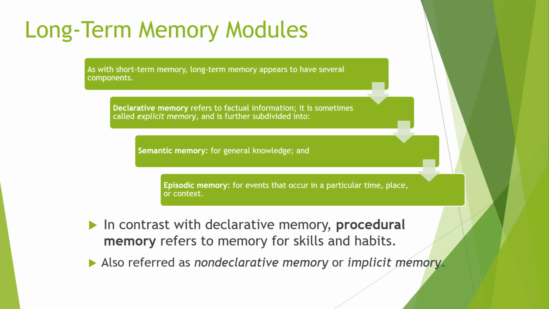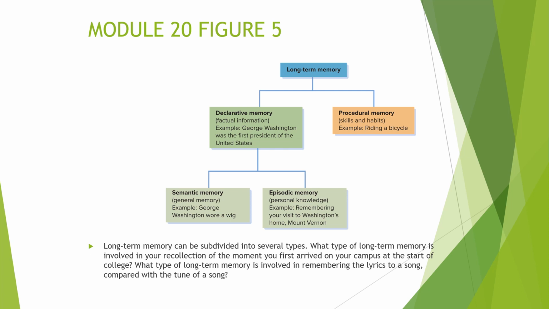So let's go back to looking at a type of flow chart for these. I like flow charts because I think they're really helpful in helping us understand information. This flow chart is taken from the top of page 210 in your textbook. And you can see that here we have long-term memory. We have two different types of long-term memory. We have declarative memory and we have procedural memory.